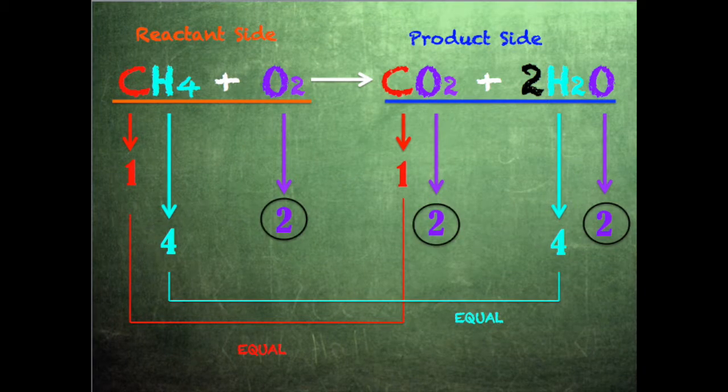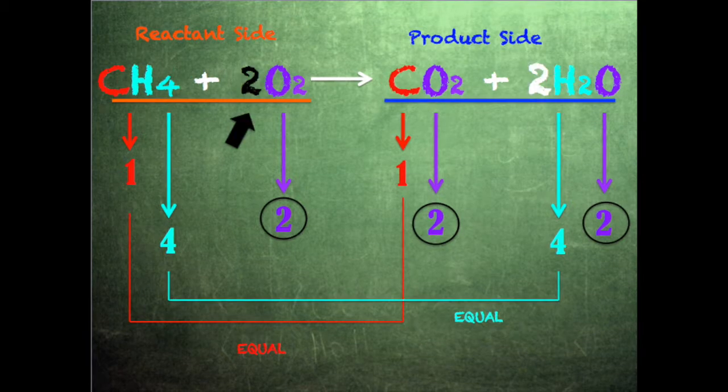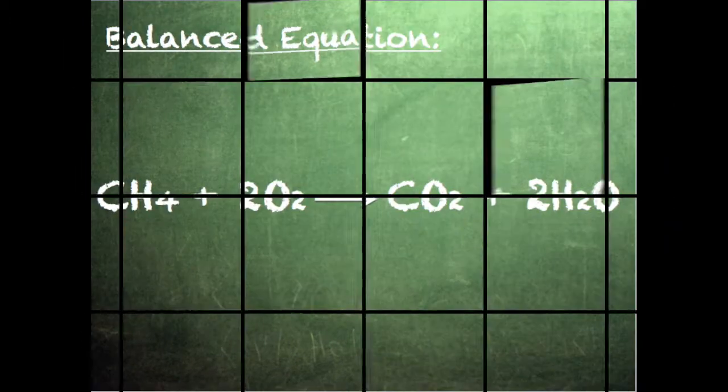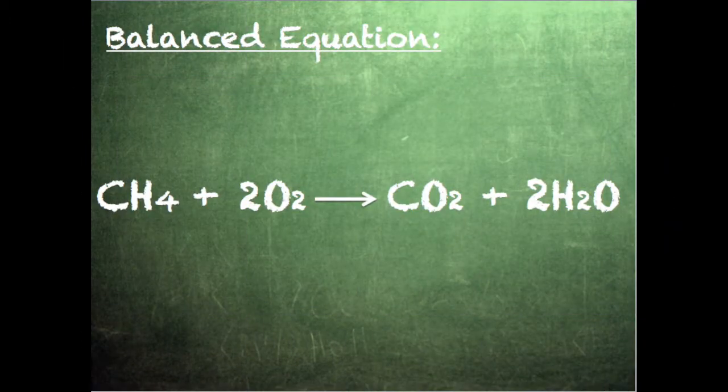However, when we put a 2 in front of the water molecule, we added 2 oxygen atoms to the product side. Therefore, we now have 4 oxygen atoms on the product side. Now, in order to balance the oxygen atoms, we put a 2 in front of the oxygen molecule on the reactant side. Now the amount of carbon, hydrogen and oxygen atoms are equal. And now we have a fully balanced equation.